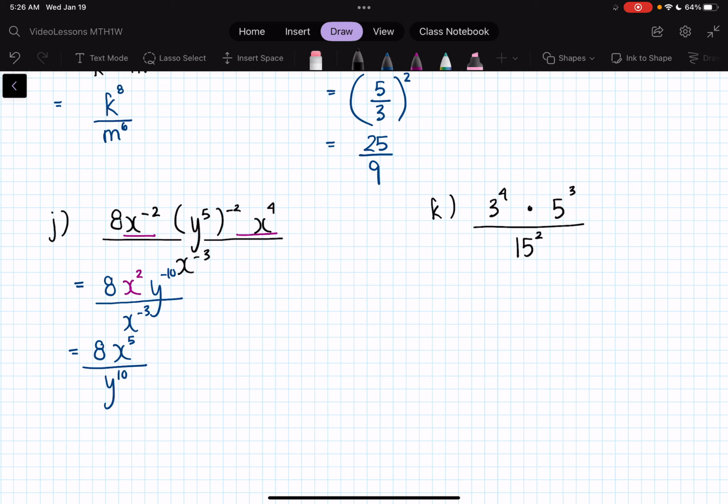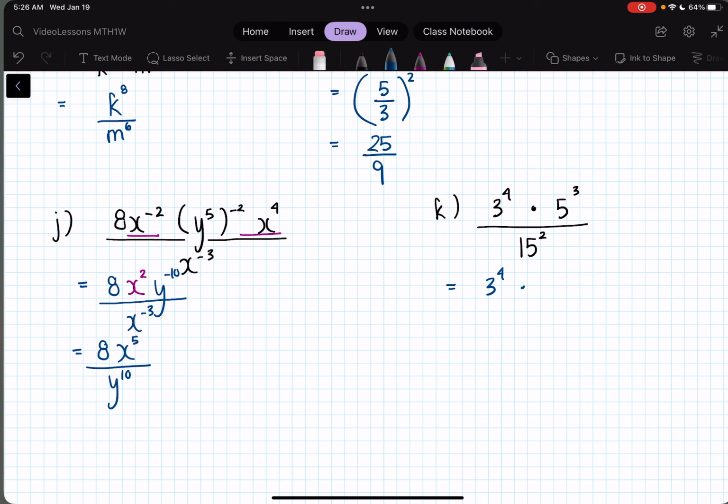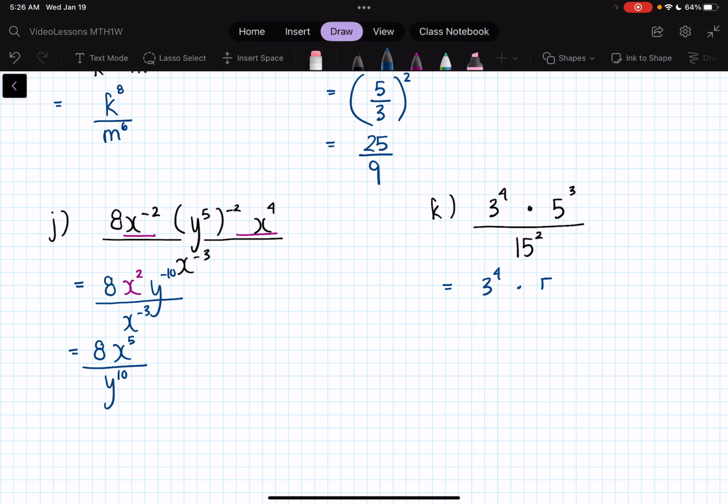So this question here, question K, there doesn't seem to be any same bases. We cannot apply any exponential rules based on what we see here. However, 15 can be written as a product of prime factors. 15 is 3 times 5. And remember, this was not just 15, it was 15 squared.